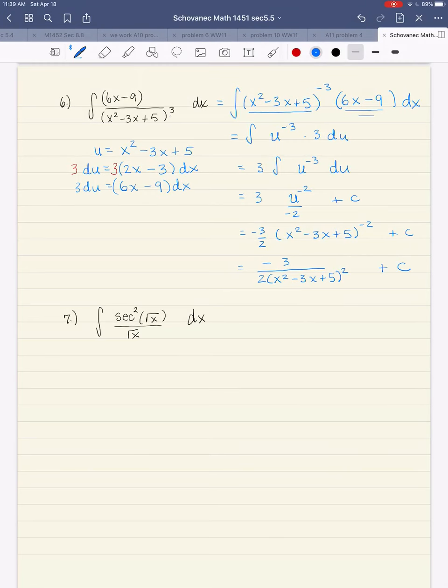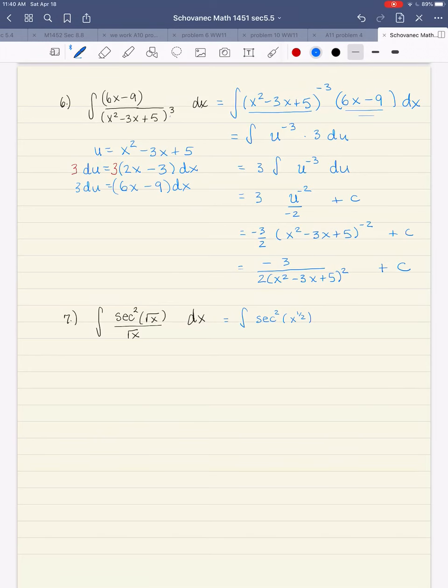Okay? The stuff outside the parentheses has to have its derivative as part of the integrand, give or take some constant multiple. So let's set up the next integral. The main part of the integral is the secant. So let's write that first.